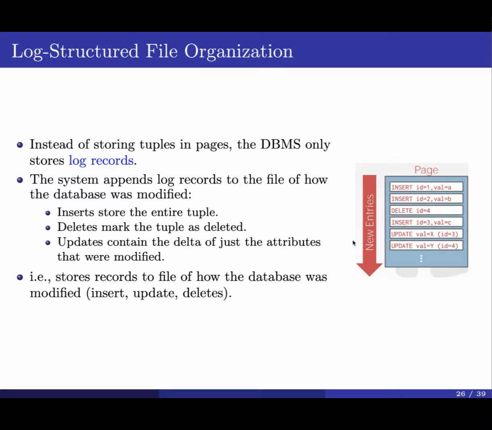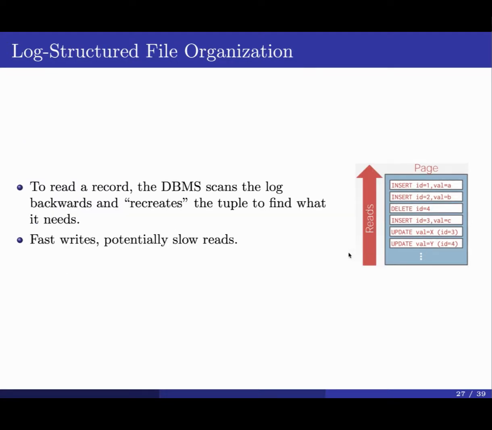Then, when you try to retrieve the data or read a record, how can you do it? You have to scan the page backwards in order to reconstruct the data of the page. So in this case, it's easy to insert or append data, and it's hard to read, because reading costs you time: you have to read backwards to reconstruct the tuple and produce the result you're looking for. So again, fast writes and potentially slow reads, because we need to reconstruct the record we want to access.